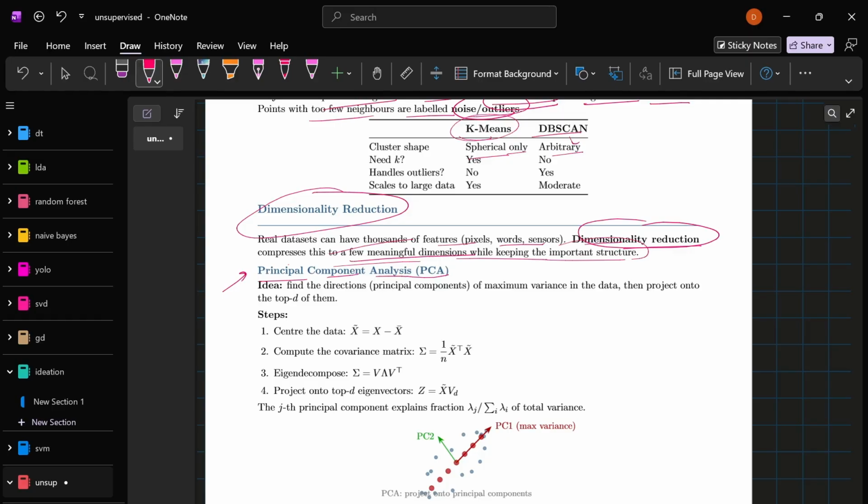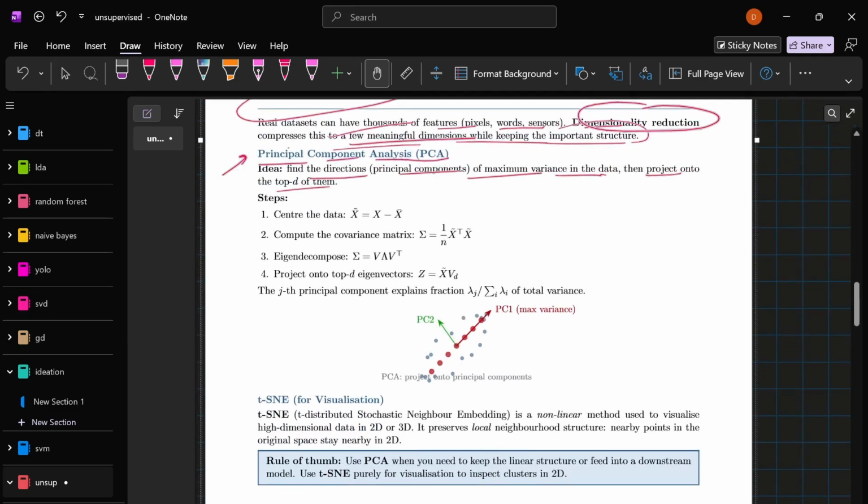The idea is finding the directions in your data where the variance is maximum, where the data is spread out the most, and projecting the data onto those directions. These directions are called the principal components. The steps for principal components are given here. Step 1, center the data: subtract the mean from every data point so your data is centered at 0. Second, compute the covariance matrix. This is the matrix that captures how every pair of features varies together. Mathematically, it's 1/n times X transpose X.